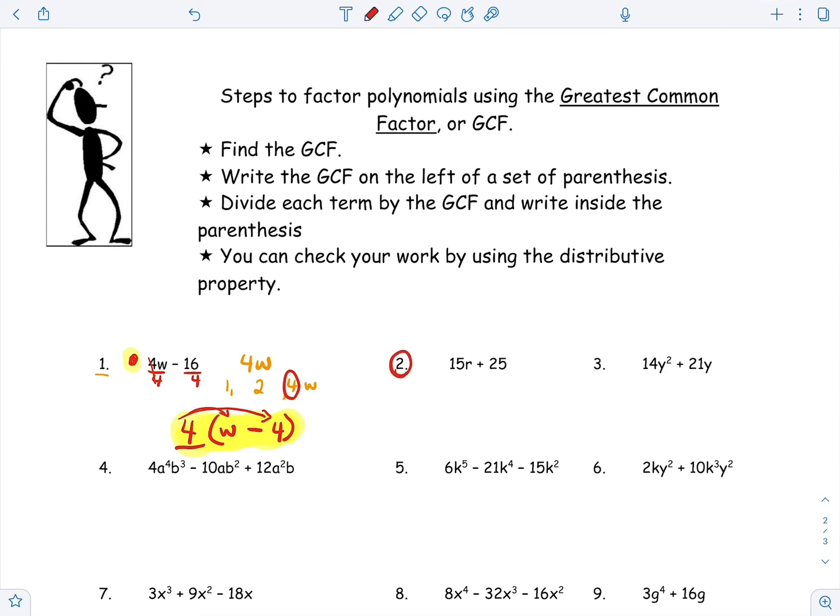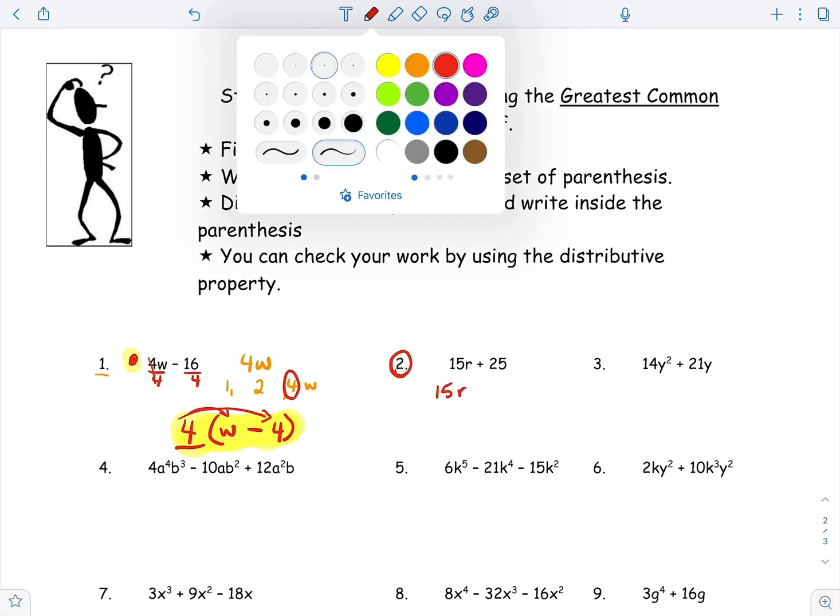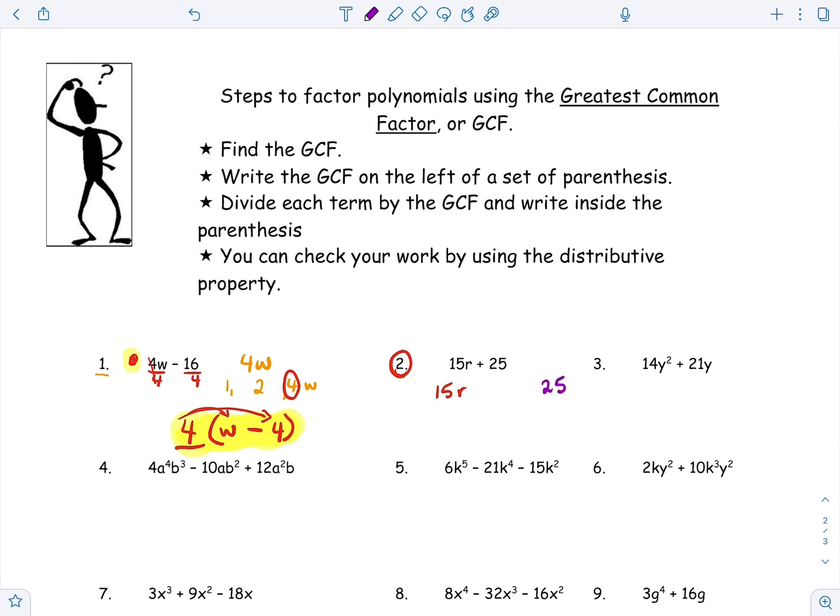So let's try number 2. 15r plus 25. Well, we have terms, 15r and 25. All right, 15r, it's 1, 15r, and then there's 3 and 5. For 25, there's 1, 25, and there's 5.